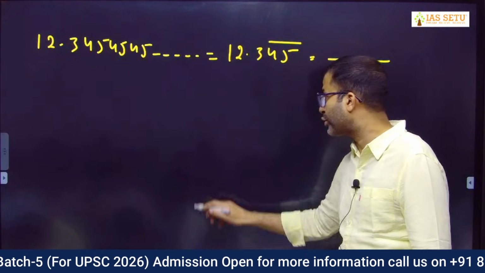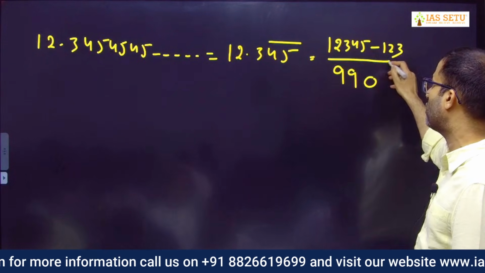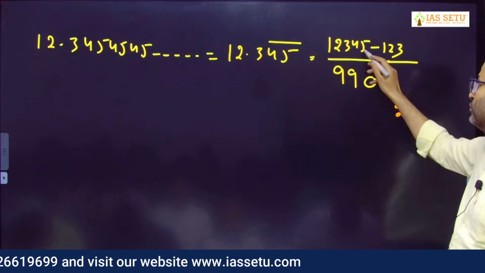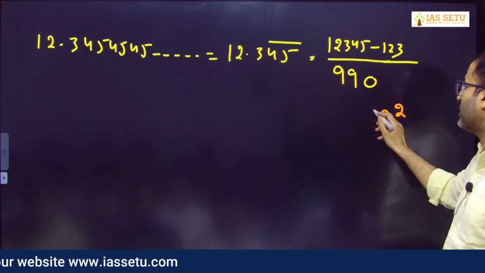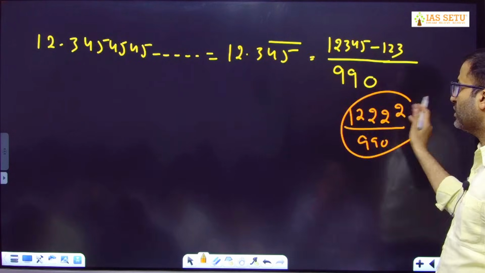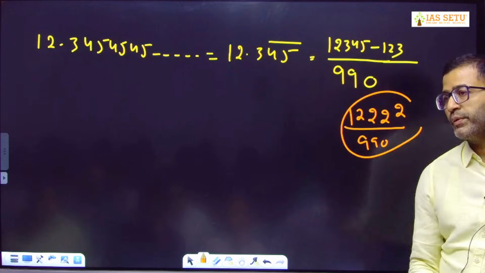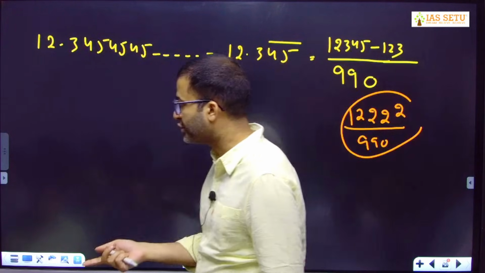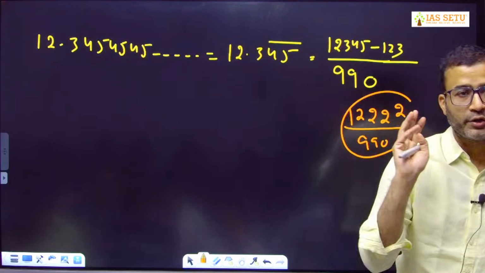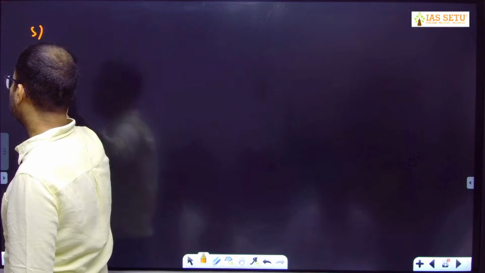What about the numerator? Total number 12,345 minus 123. So it is 5 minus 3, 2; 4 minus 2, 2; 3 minus 1, 2; so 12,222 upon 990. Simplify, you get your answer. So in the denominator you have to take care of two things, 9 and 0. Numerator is total number minus non-recurring part. Try, I ask you 3 questions, question number 5, 6, 7.